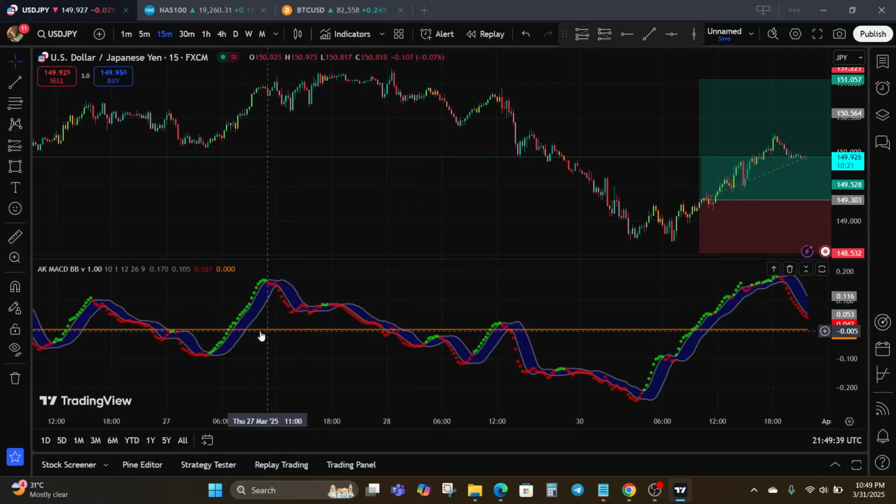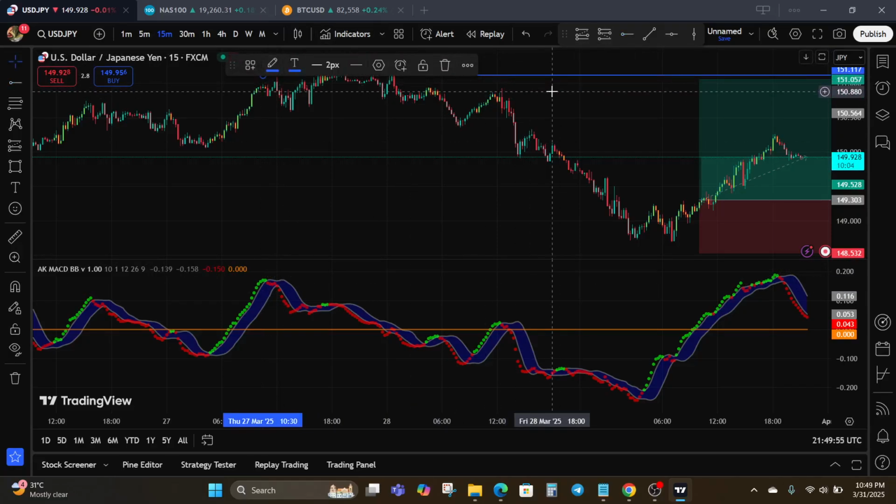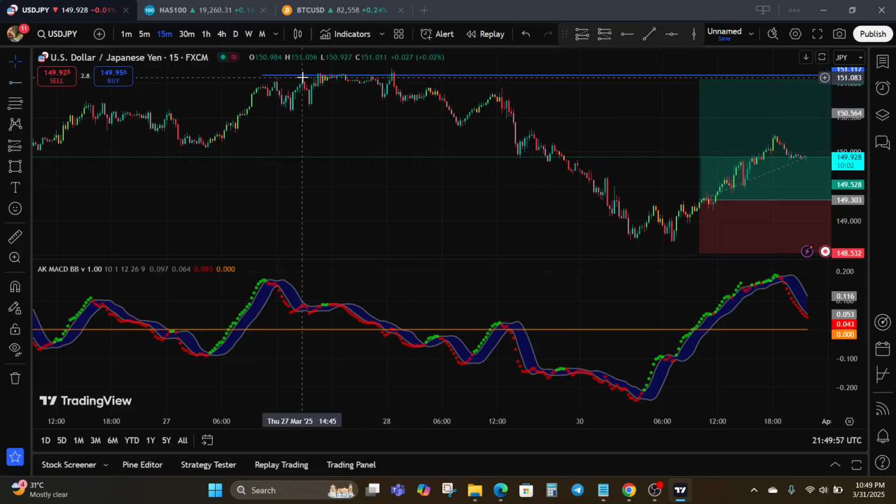All right, with the green dots on top showing bullish momentum. Then you watch out for when the red dots appear. After the red dots appear, if it coincides with a resistance zone, that is even better.